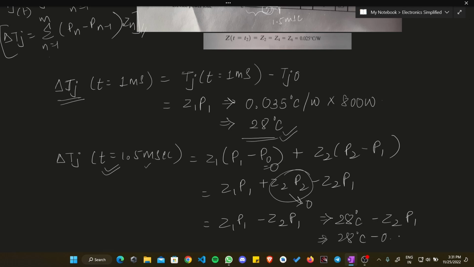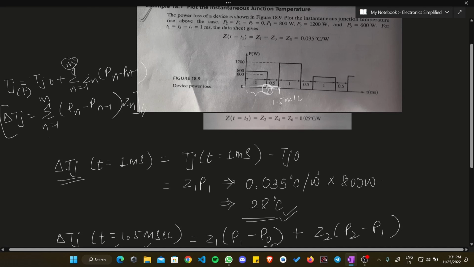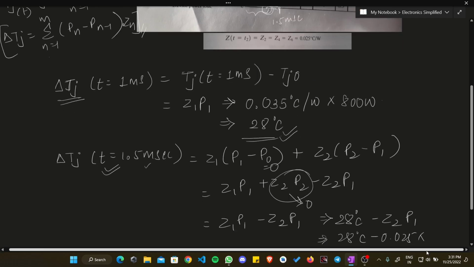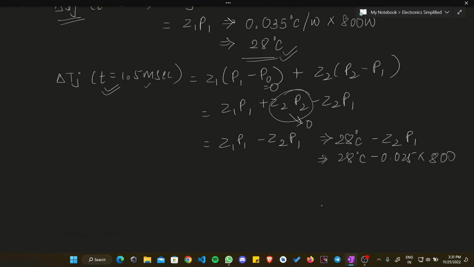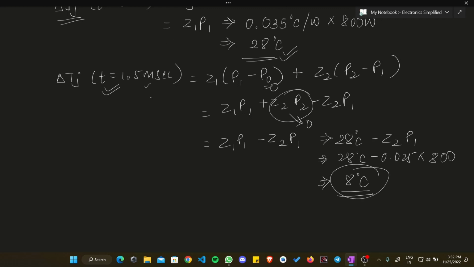Now what is the value of Z2? It is 0.025 multiplied by the power P1. What is power P1? It is equal to 800 watt. So after solving this, we will get the answer as 8 degrees Celsius. So this is the junction temperature at the end of the second pulse, or I can also say that it is the junction temperature at the end of t equal to 1.5 millisecond.